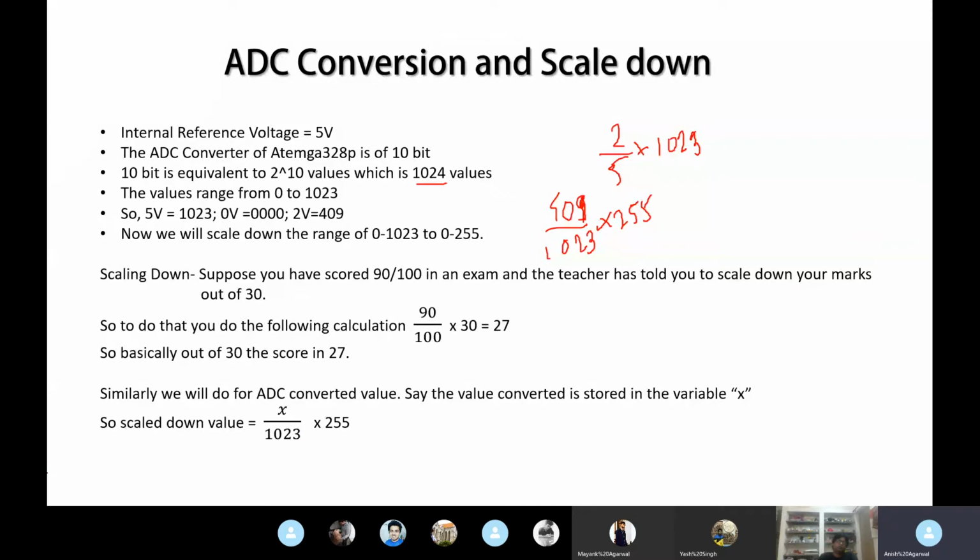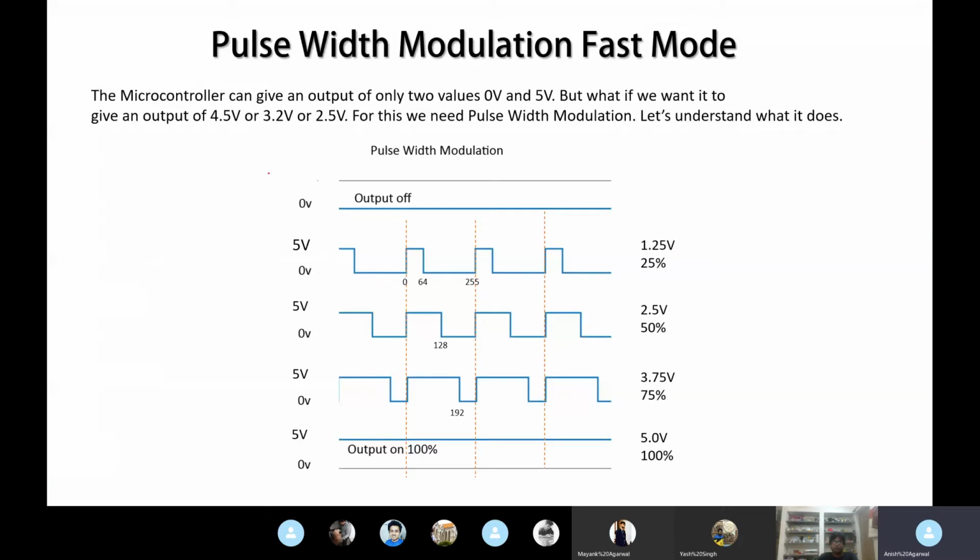Now let me explain what is pulse width modulation. Okay. So this is PWM. The thing with a microcontroller like Arduino is that it can give an output voltage of only two values. It can give an output of either 0 volt or 5 volt. But here we said that we need an output equal to the reference voltage. What if the reference voltage is 4.5 volt or 3.2 volt or 2.5 volt? In that case, how do we give an output of 2.5 volt? Because the microcontroller can only give an output of 0 volt or 5 volt. So here comes the concept of pulse width modulation.